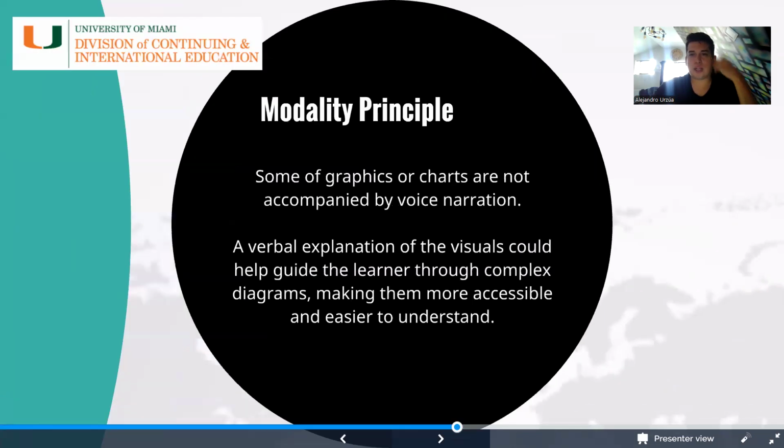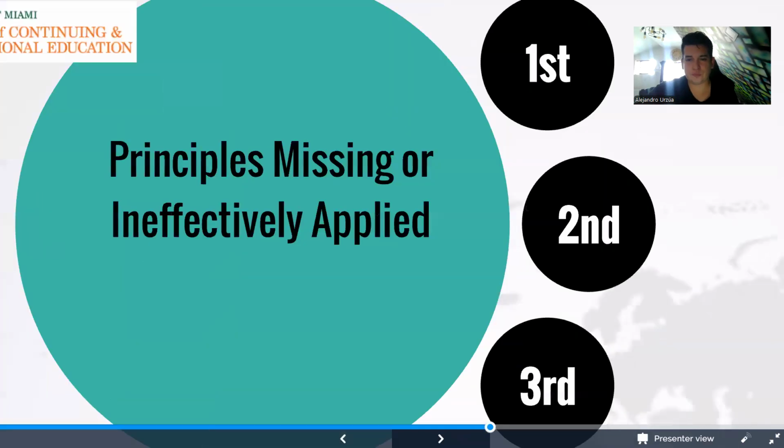Then we have the modality principle. Some of the graphics, charts, or tables that we can see there are not accompanied by voiced narration. A good idea is a verbal explanation of the visuals, which could help guide the learner. That's because as a learner you will better understand the complexity of the knowledge you are trying to acquire, so it becomes accessible and easy.